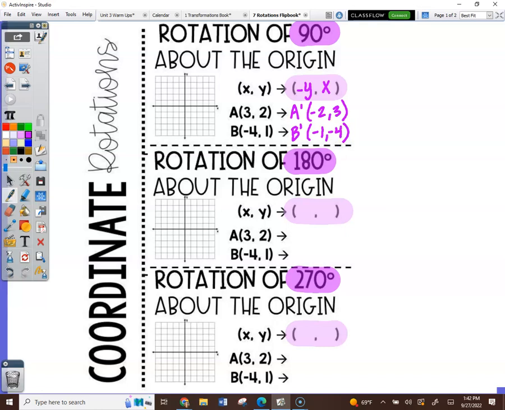You'll notice that there were just 2 points here. We don't have a triangle. Watch how we draw this. Let's plot A. A was 3, 2, and B was negative 4, 1. I plotted A and B. Do y'all see that? Here was A, here was B. Now I'm going to plot A prime, negative 2, 3. B prime is negative 1, negative 4. You with me?